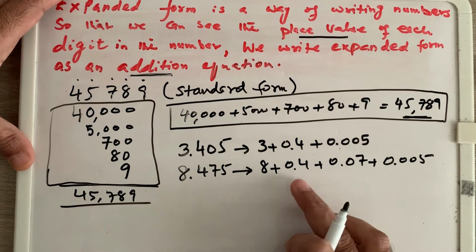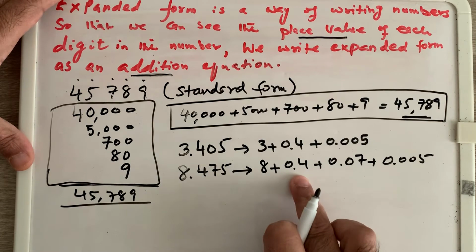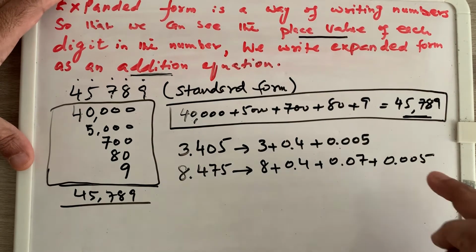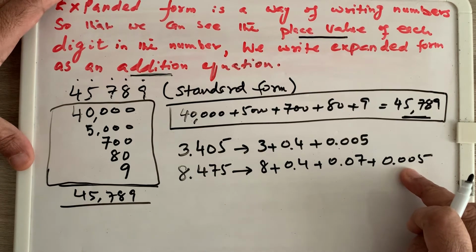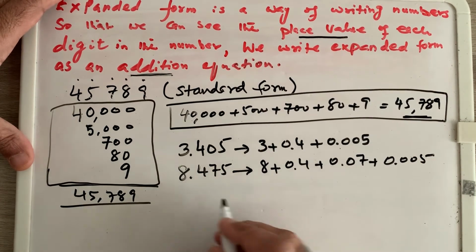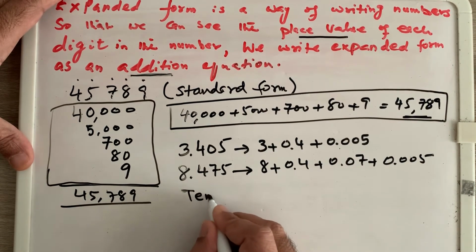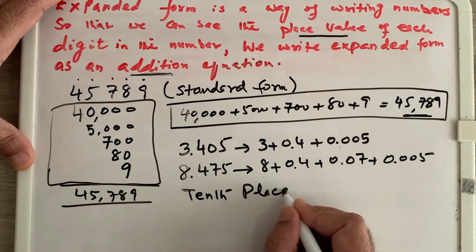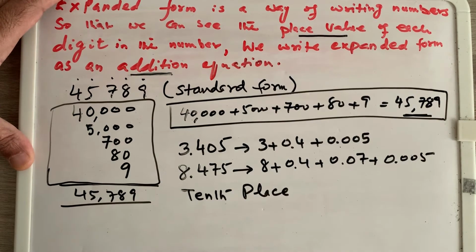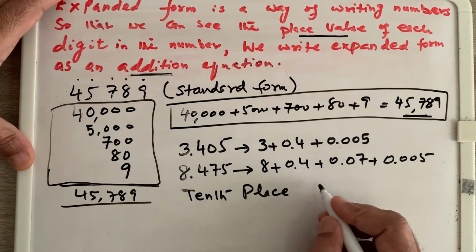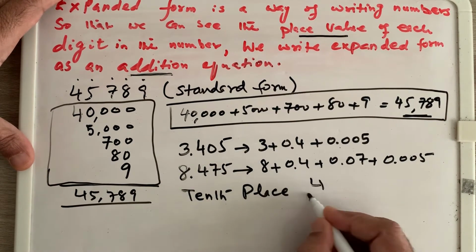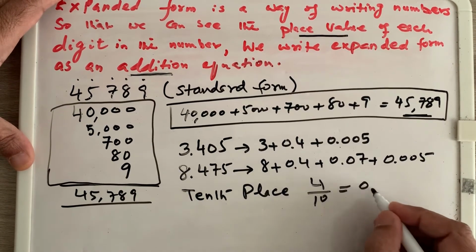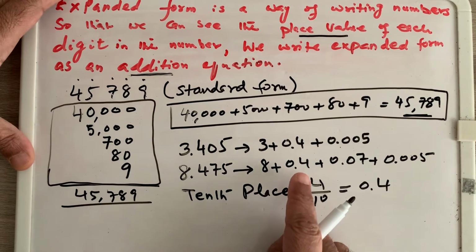Here, this will be called 10th place, 100th place, 1000th place. When we say 10th place, it is very interesting to learn here. So 10th place is not 10th place. 10th place is divided by 10. So 4 divided by 10. If you divide 4 by 10, you will get 0.4. So it is 10th place.